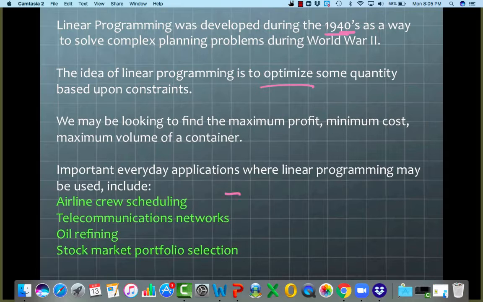And here are some different places you might see linear programming used. You might see it with airlines when they are scheduling flights, in telecommunications where you have a lot of moving parts and things going on, stock markets, and all kinds of different places.